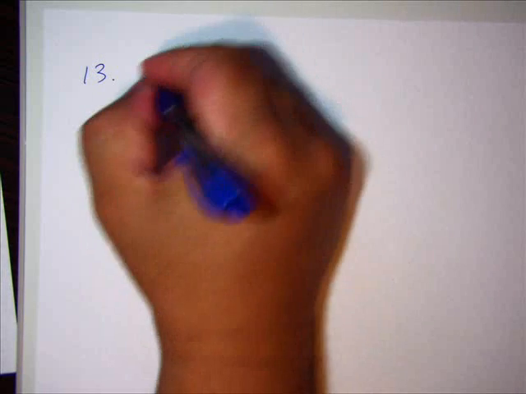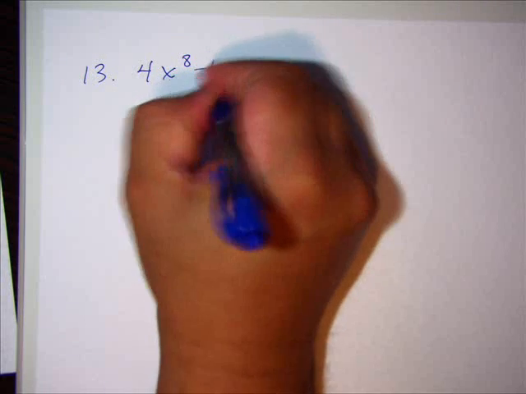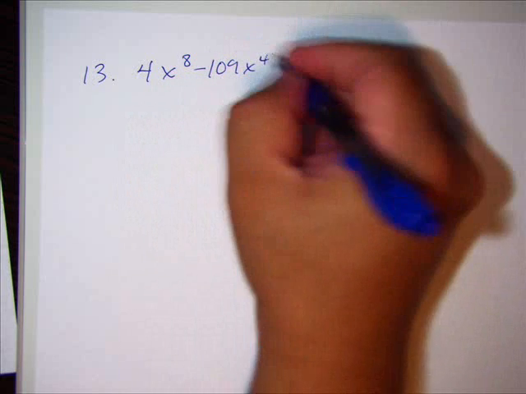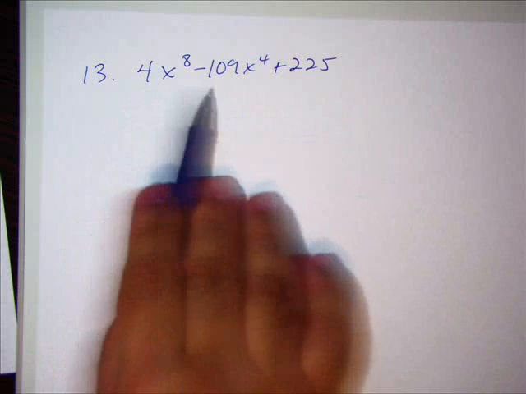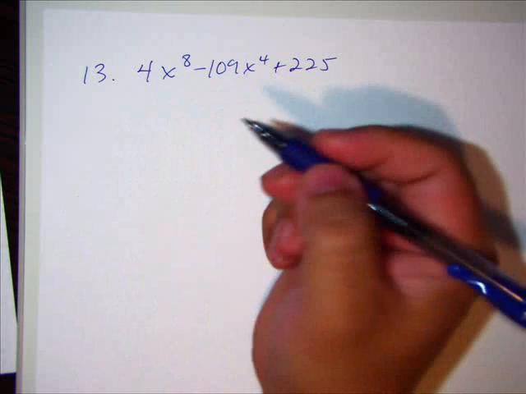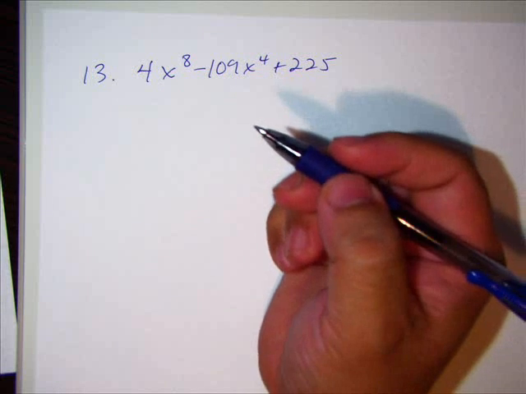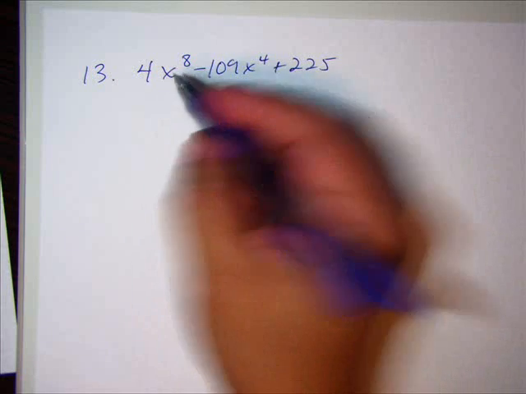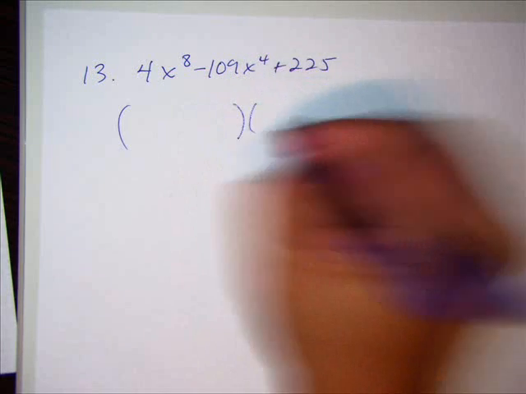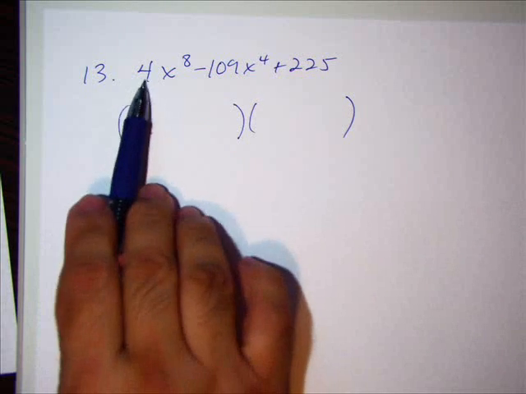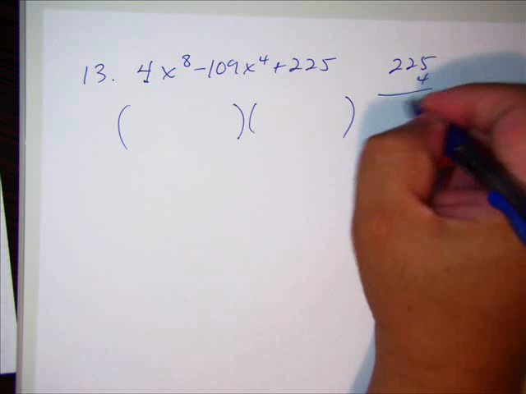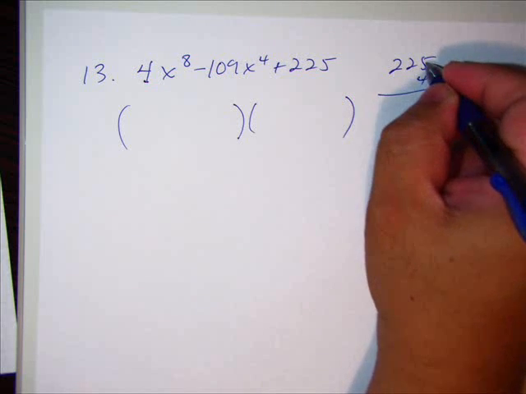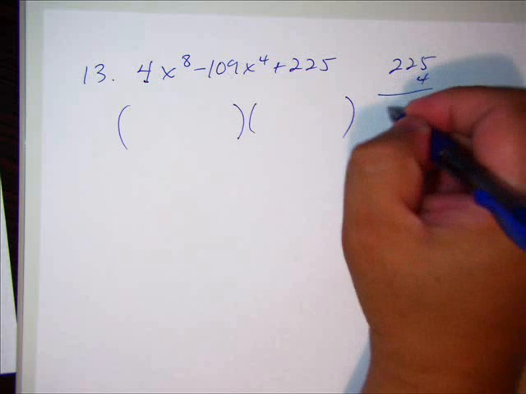Number 13. Okay. Well, you look at this and you hope something comes out, but nothing comes out. So we can use the Lizzie method. It's a trinomial in quadratic form. So we're going to try the Lizzie method. I'm going to do 4 times 225. What's that? 900? Is that 900? 4 times 25 is 100. 4 times 2, 8, 900.